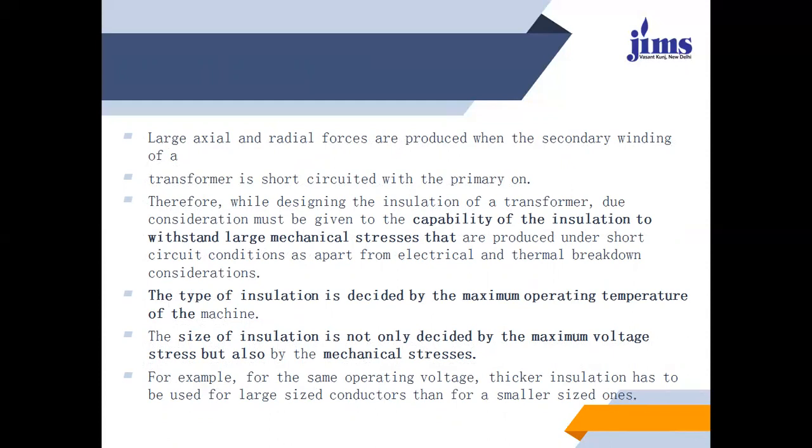The type of insulation is decided by the maximum operating temperature of the machine. The size of insulation is decided not only by the maximum voltage stress but also by the mechanical stresses which can be absorbed by the insulation. For example, for the same operating voltage, thicker insulation has to be used for large size conductors than for smaller size ones.